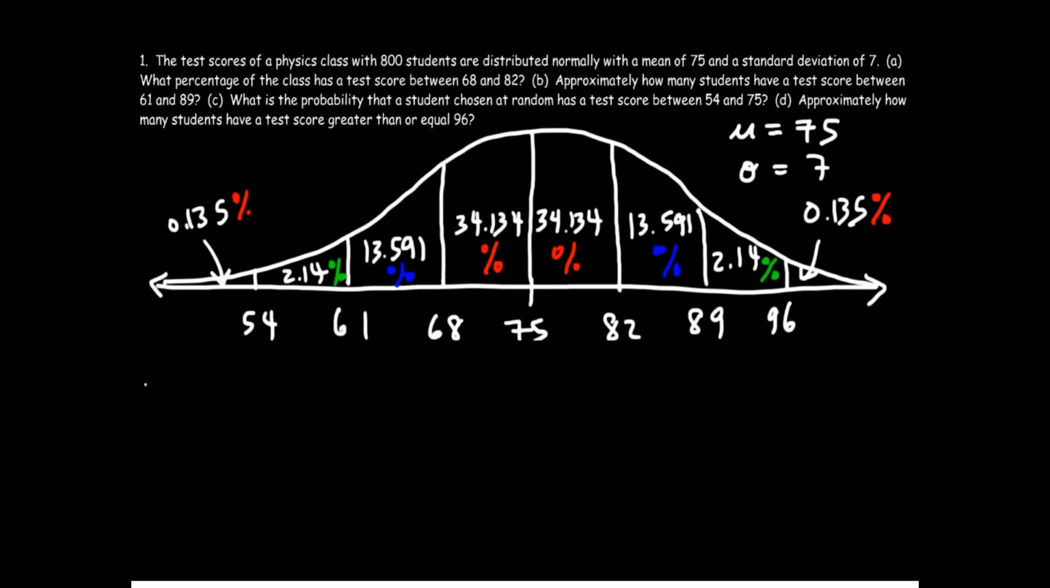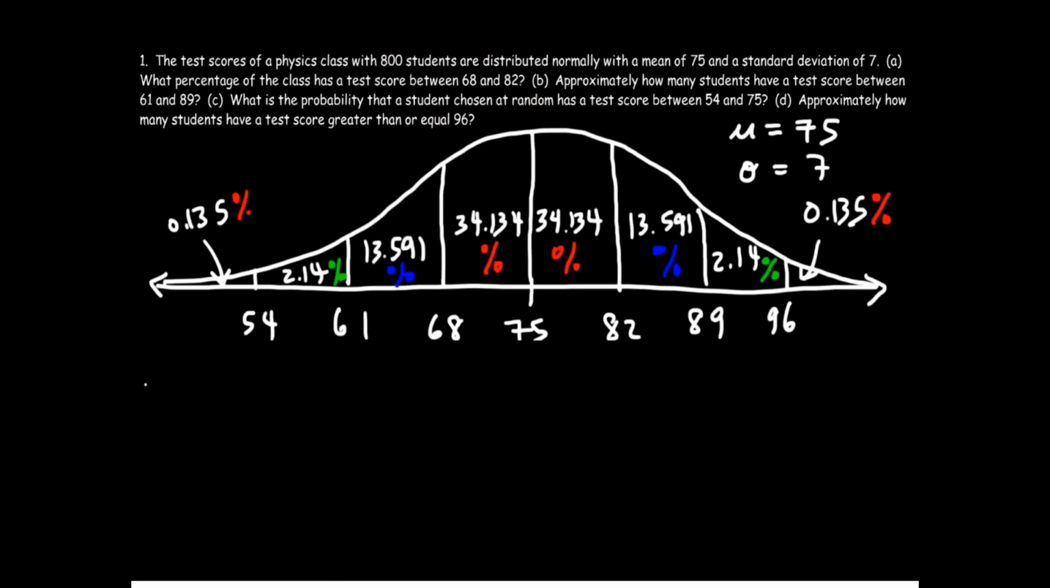68%. Correct. So I know it's 68% of 800 students between 68 and 82. How many students have a test score between 61 and 89? So 61 and 89, 95%. Right, if I add up all 13.5, 34, 34, 13.5, that's about 95%. I'll take that 800 and multiply it times 95%, and that's going to tell me how many students have a test score between 61 and 89.